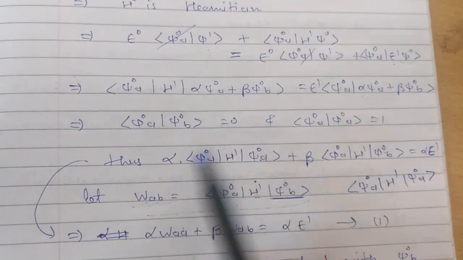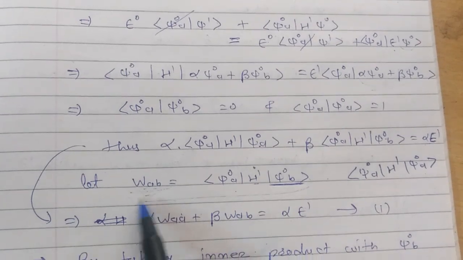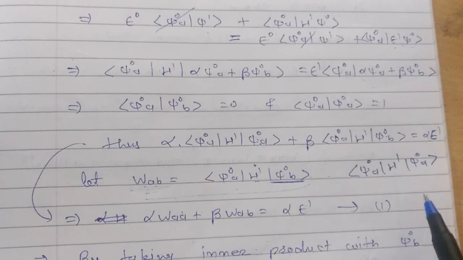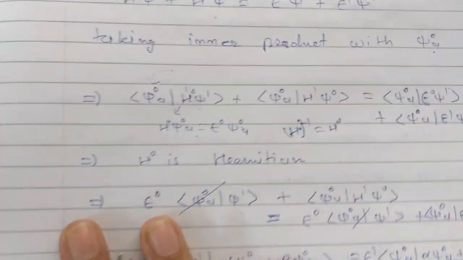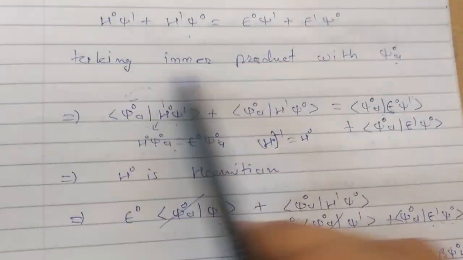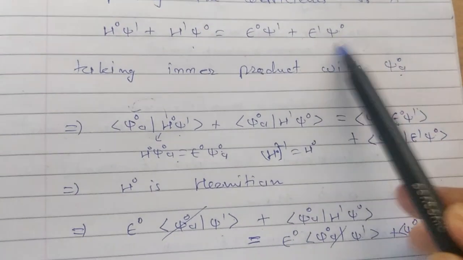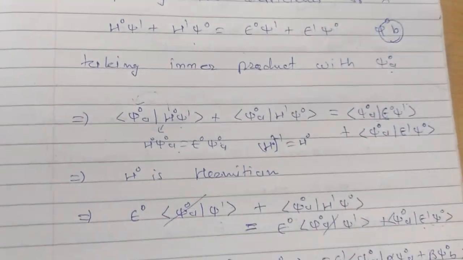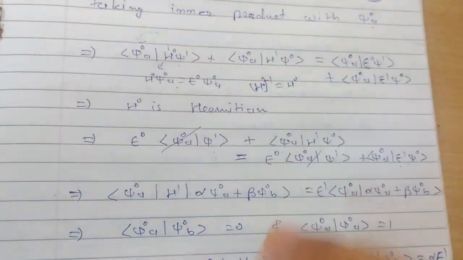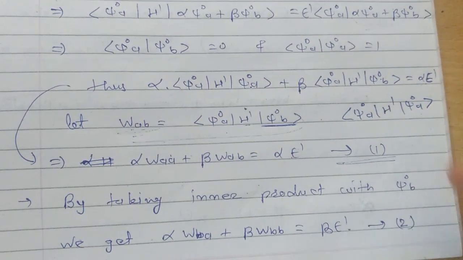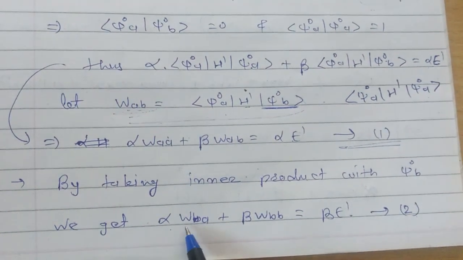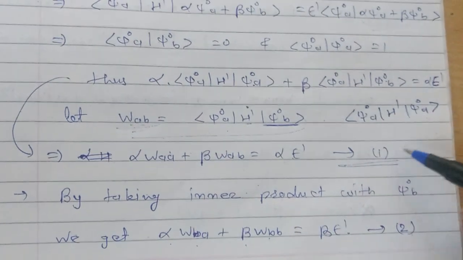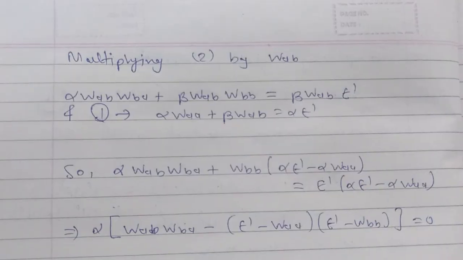So rewriting this equation in terms of WAB, we get alpha WAA plus beta WAB is equal to alpha E dash. Let's call this equation 1. If we take the inner product of this equation with psi naught of B, following the same procedure, we'll get alpha WBA plus beta WBB is equal to beta E dash. Let's call this equation 2.